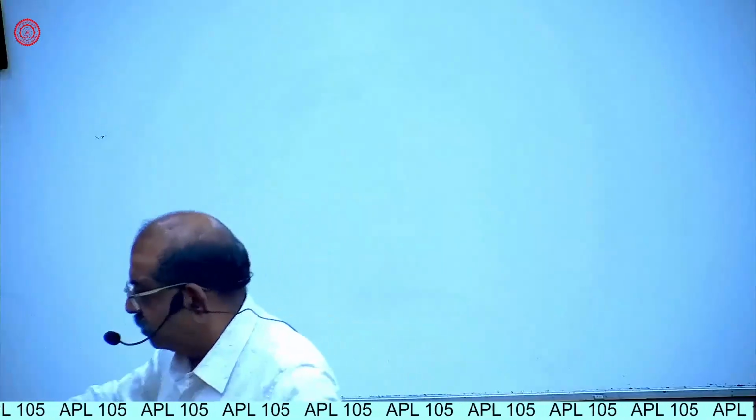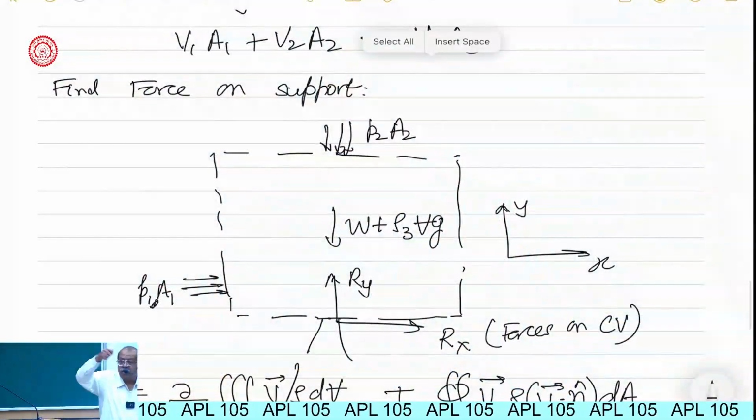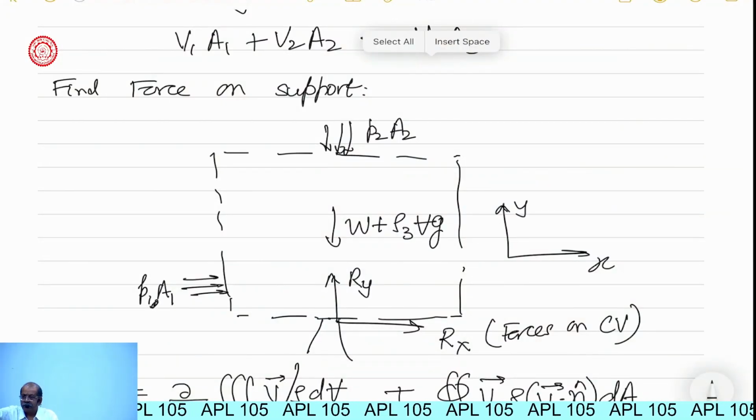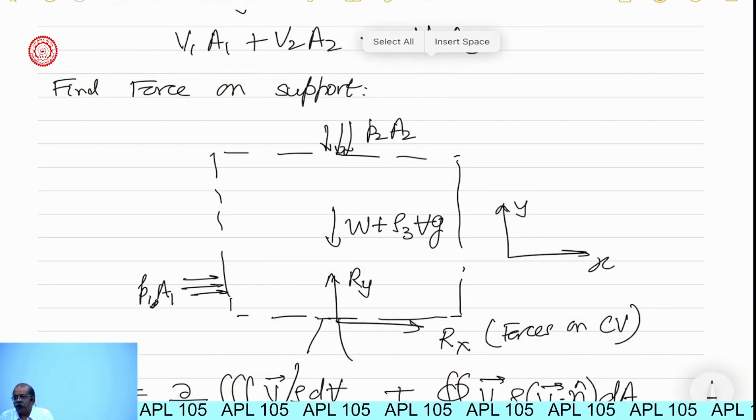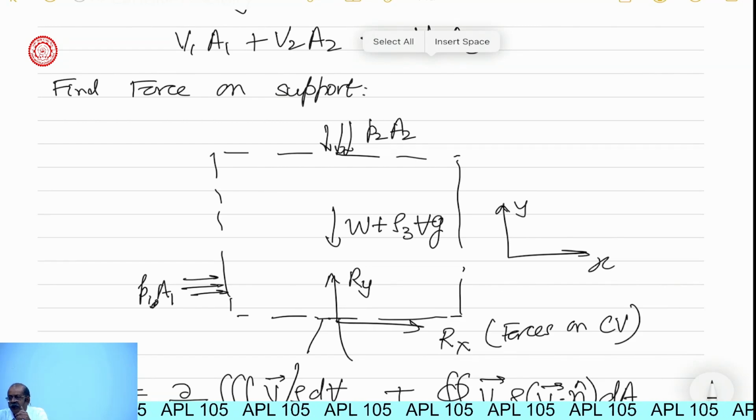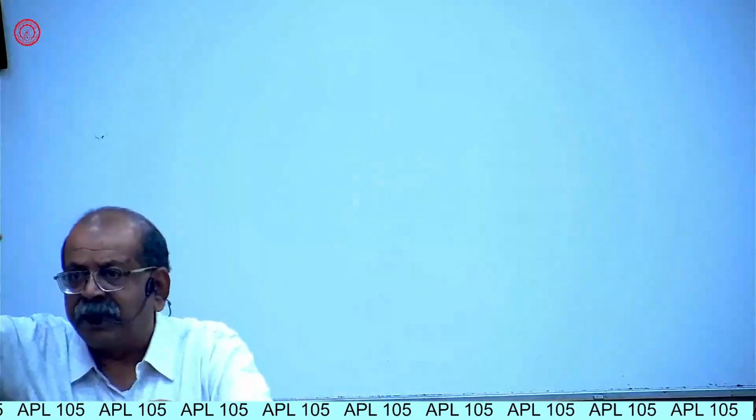That means, see, otherwise if I'm cutting at these supports, there will be some force which will come. By saying that, I just said that there is no force coming from the two inlets.